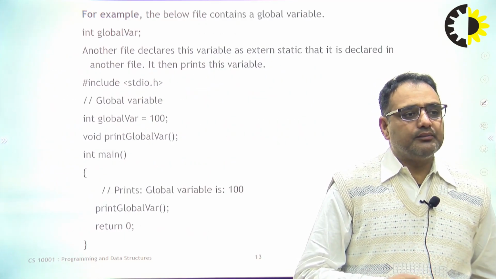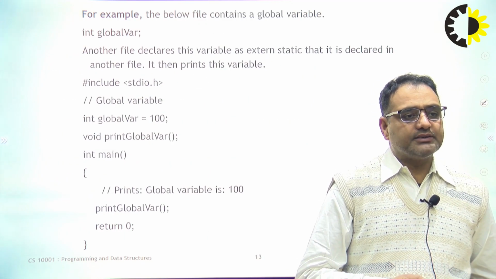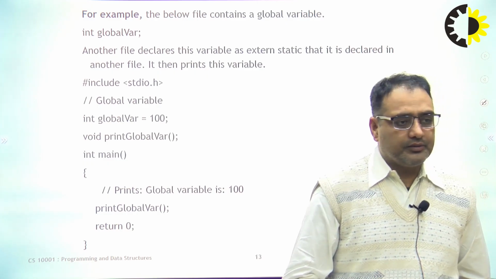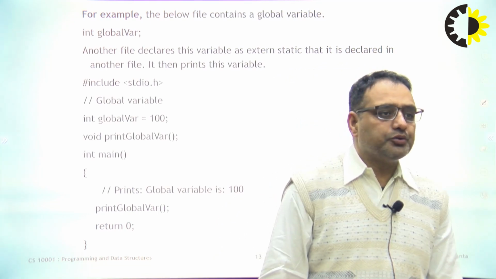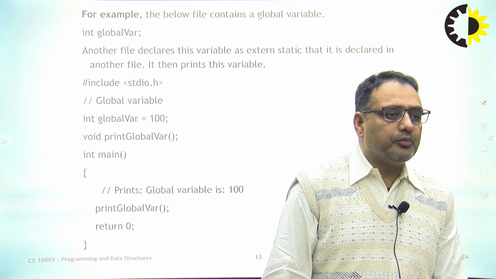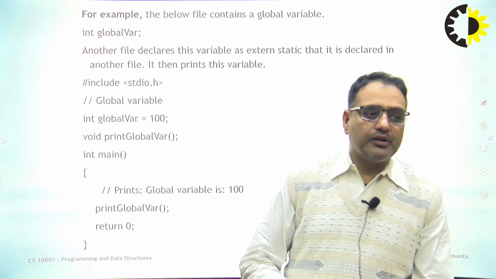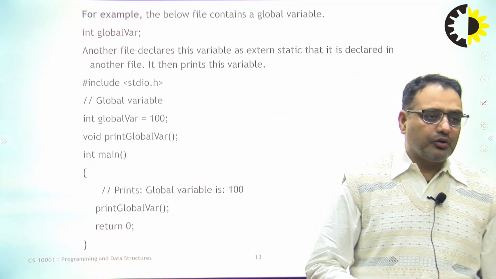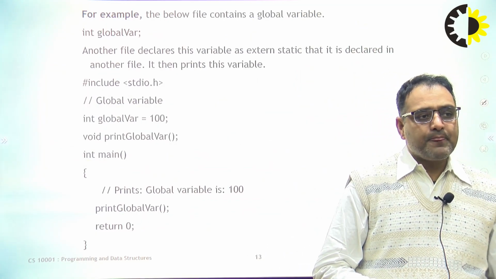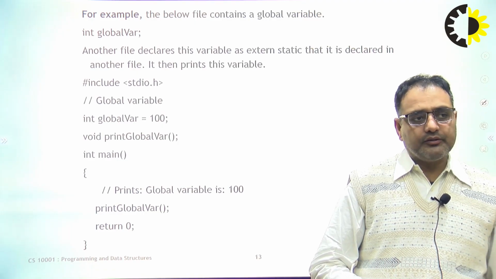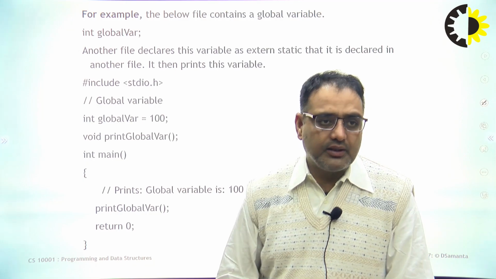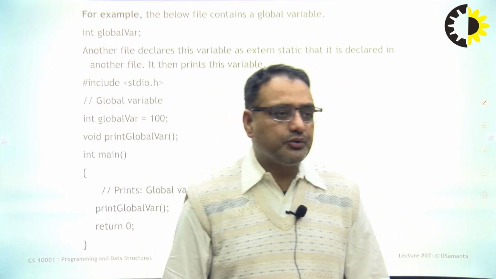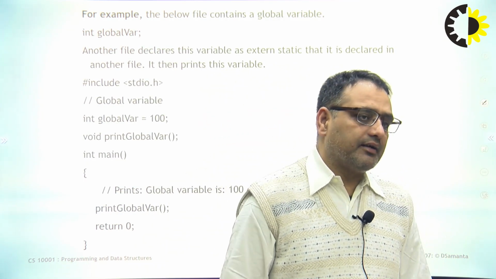In main, print global var is 10. Then you can call the function print global var. The control goes to the print global var method, and in the definition of print global var, you can display the value of the global var variable, and the data which is stored in global var is 100.